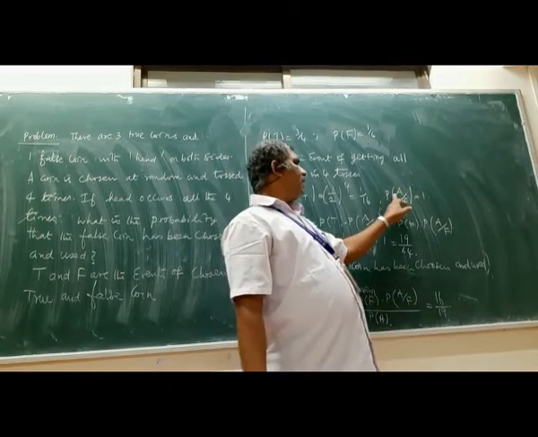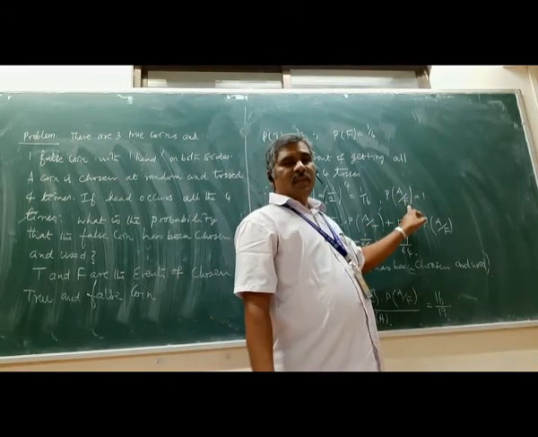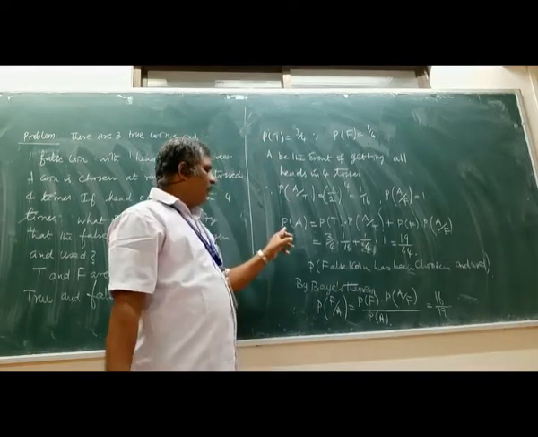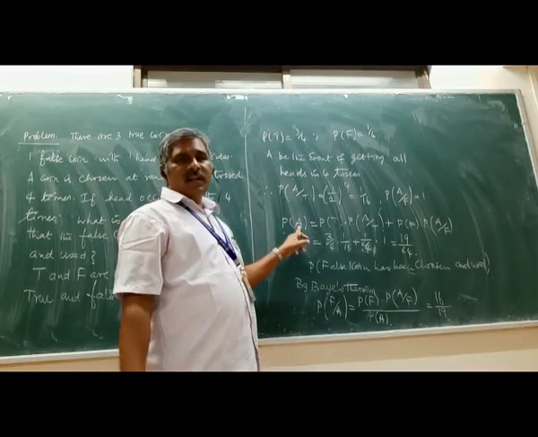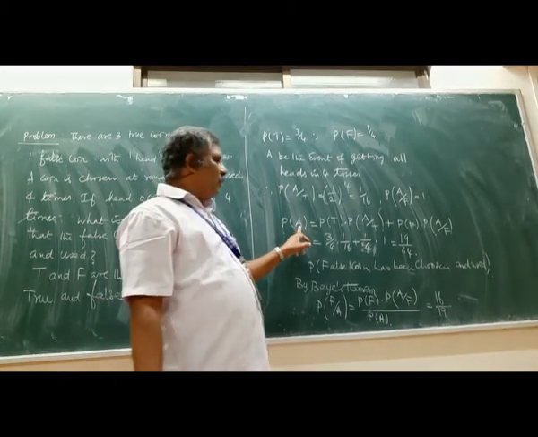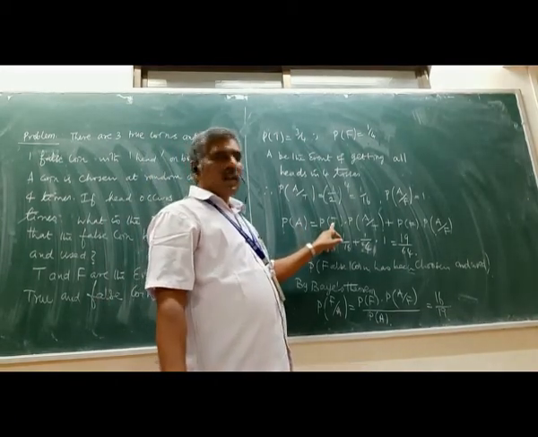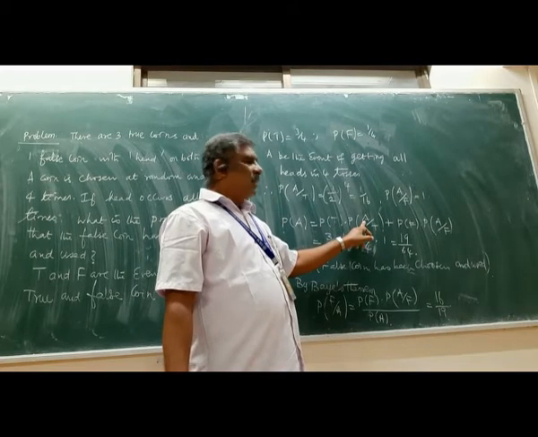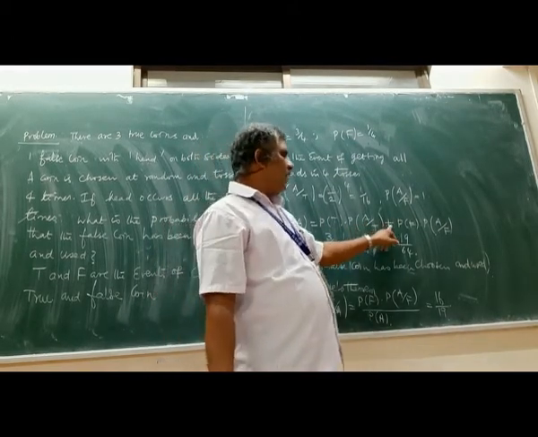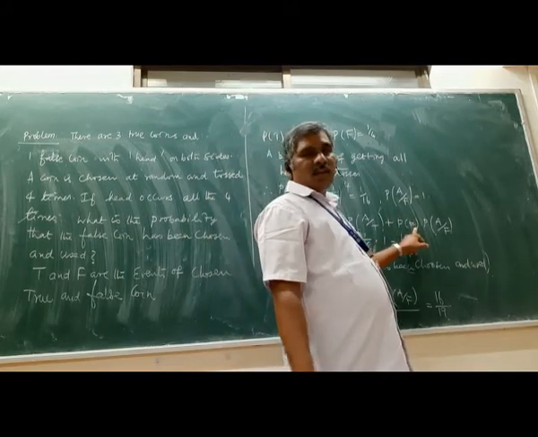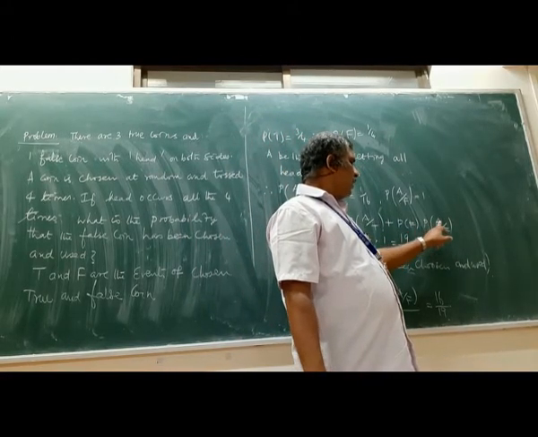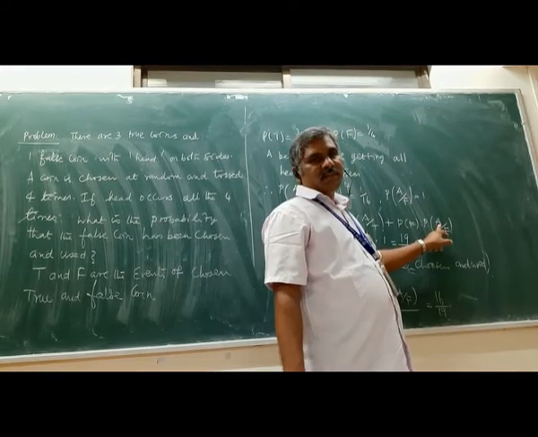So probability of A by F is equal to 1. Next we have to find the probability that 4 heads occur. By the theorem of total probability, you may choose the true coin, and what is the probability of getting all heads? Otherwise, if you are choosing the false coin, you are getting all the time heads.